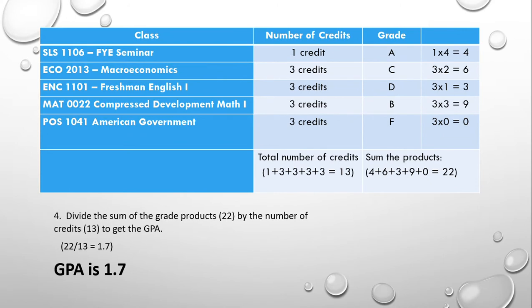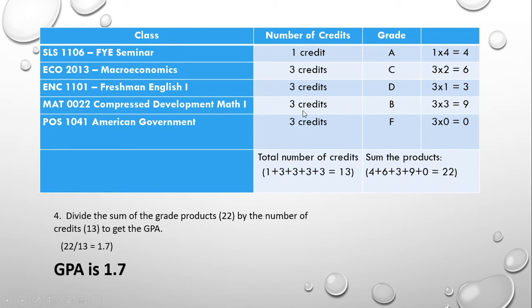So we have all these courses, okay? So what we're going to do is multiply the number of credits times the points associated with that grade to give us the points. Okay, so we have 1 credit times 4 for the A, so 1 times 4 is 4. And then for macroeconomics, it's worth 3 credits, and the grade of C is worth a 2, so we're going to multiply 3 times 2, and that gives us 6. Okay, so then for freshman English, 3 credits, we got a D. D is worth 1, so 3 times 1 is 3.